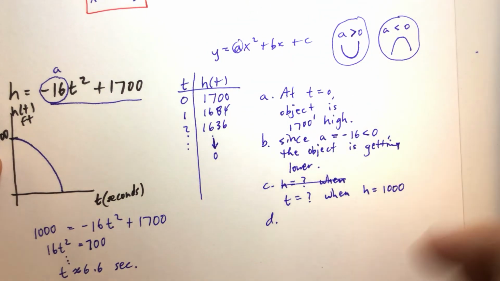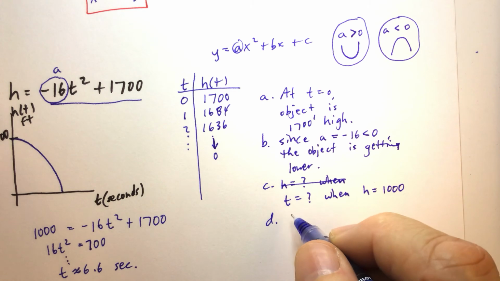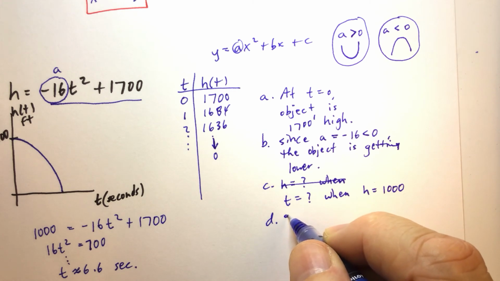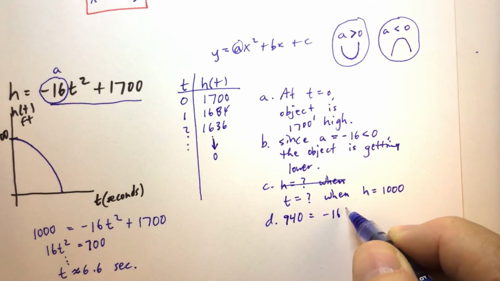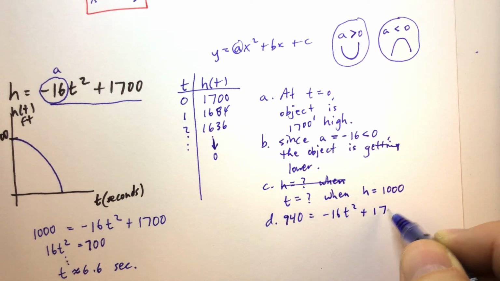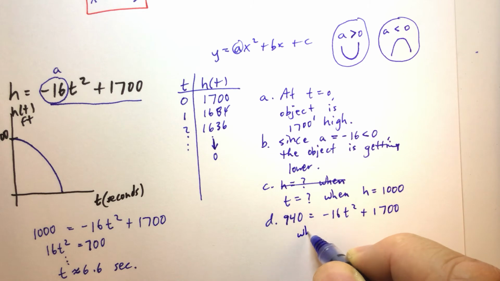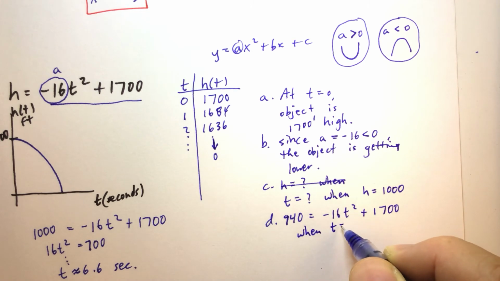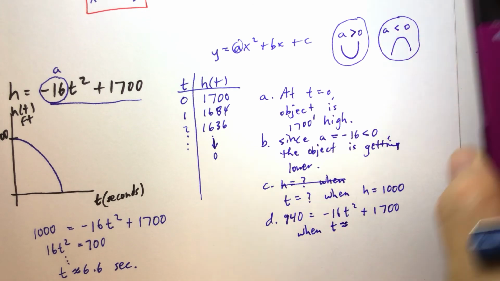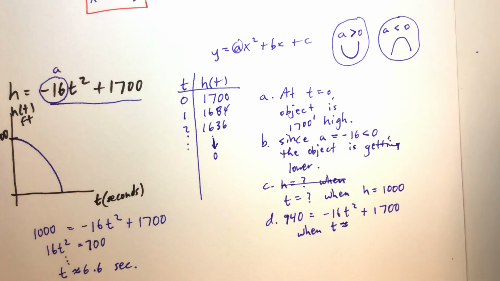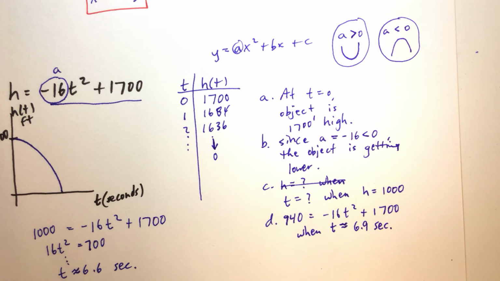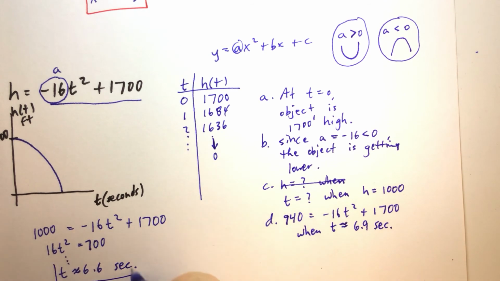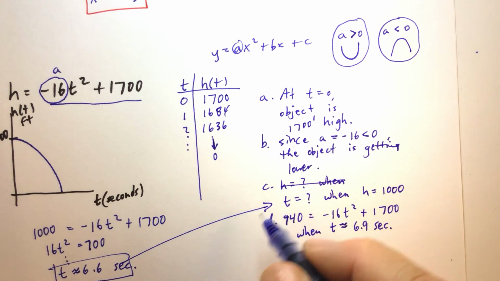So let's see, 940, is that what we did? Yeah, 940 is equal to negative 16t squared plus 1700 when t is about, use a little squiggly equals, 6.9 seconds. Okay, so we already answered part C over there.